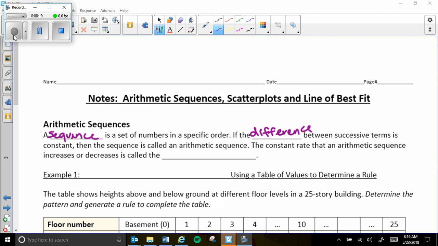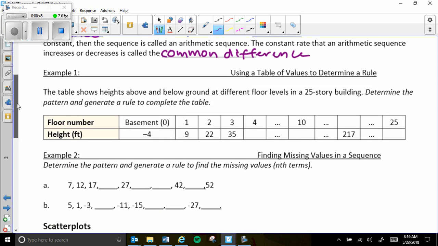between successive terms is constant, then the sequence is called an arithmetic sequence, and we'll look at that in a little bit. The constant rate that an arithmetic sequence increases or decreases is called the common difference. So whatever rate we increase or decrease by, if it's the same each time, it's called the common difference. So let's look down at example 1.